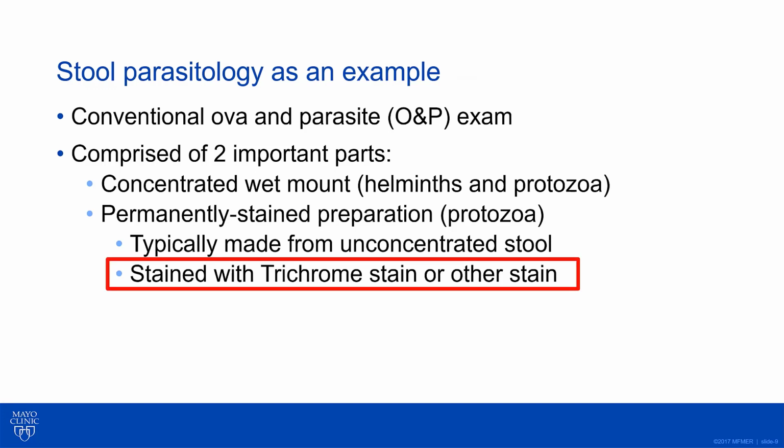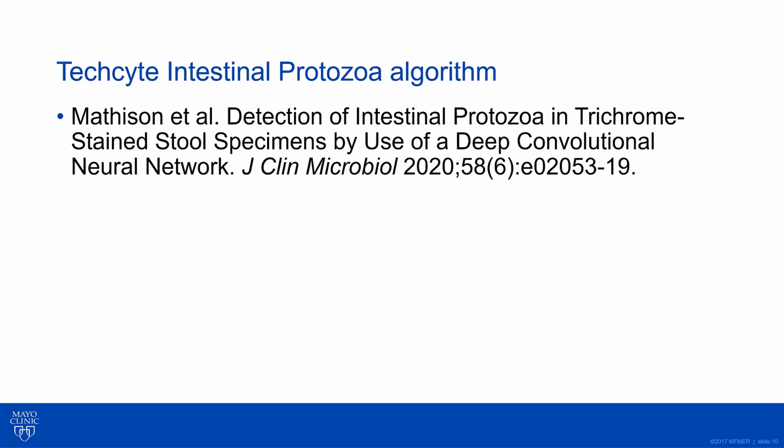I'm really going to focus on this because this is what we have newly implemented artificial intelligence for in my laboratory. And I'll be telling you about this process. We were initially inspired by this particular article in the Journal of Clinical Microbiology, where Matheson and colleagues used this deep convolutional neural network to detect intestinal protozoa in trichrome stained stool specimens. And the particular company is Techcyte.